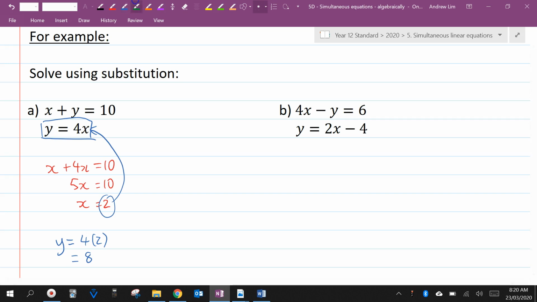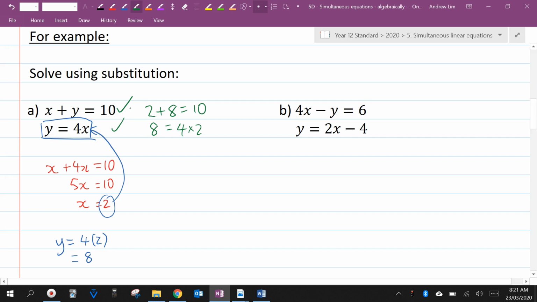And so we can check our answers to see whether it works for both equations. If x is 2 and y is 8, 2 plus 8 is 10. That works for the first one. And here it says y is 8 is equal to 4 times x, which is 2. That's correct. So we can see that an x value of 2 and a y value of 8 work for both of these equations. So it's important for you to remember that we are trying to find the value of both polynomials.